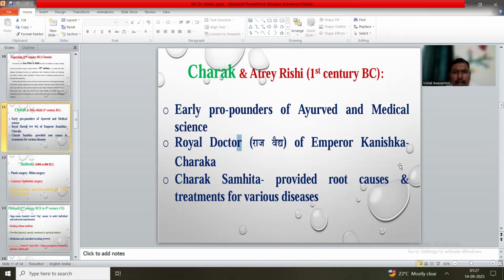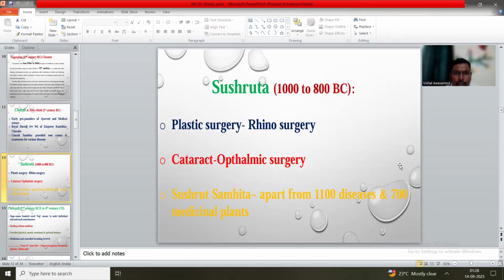Now we see Charak and Atri Rishi in 1st century BC, early propounders of Ayurveda and medical science, royal doctors of Emperor Kanishka. Charak Samhita provided root causes and treatment for various diseases. Sushruta, 1000 to 800 BC. We see plastic surgery, rhino surgery, cataract and ophthalmic surgery in Sushruta Samhita, apart from 1,100 diseases and 700 medicinal plants.